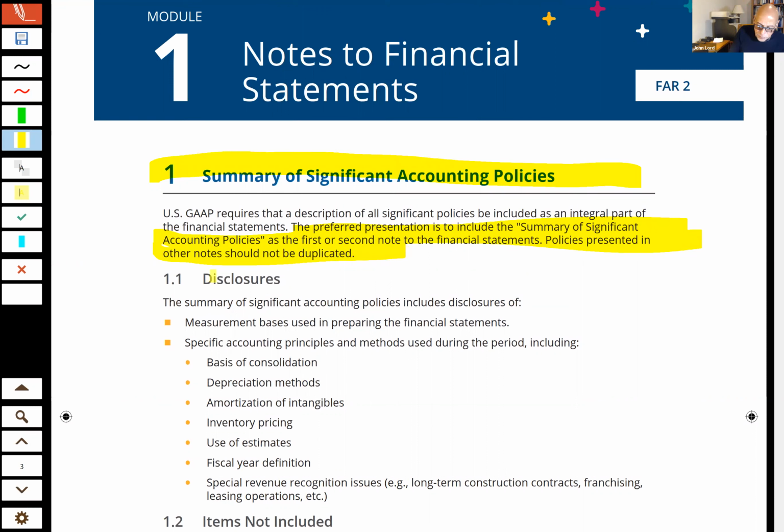Okay, and the nature of things that go in here are things like the measurement basis used in preparing the financial statements, or specific accounting principles, depreciation methods, inventory pricing. So it's really giving you what? A nice look at what measurements we've used to put together the financial statements.